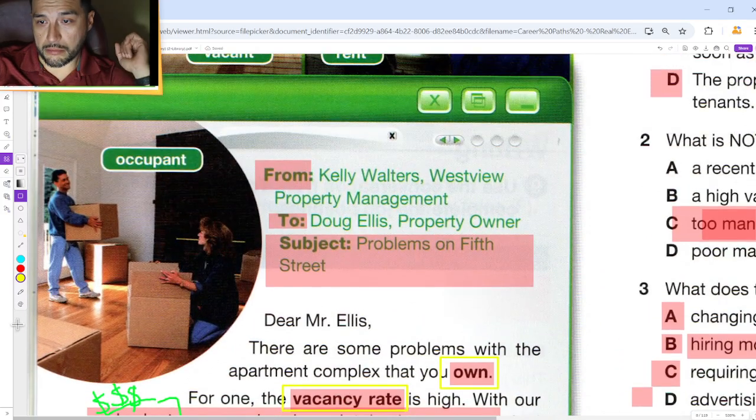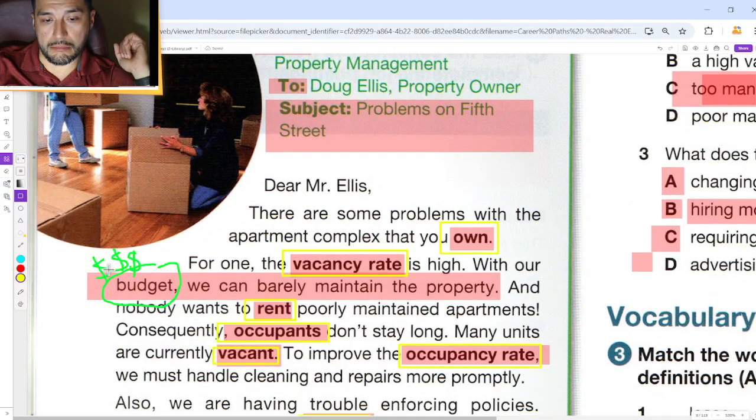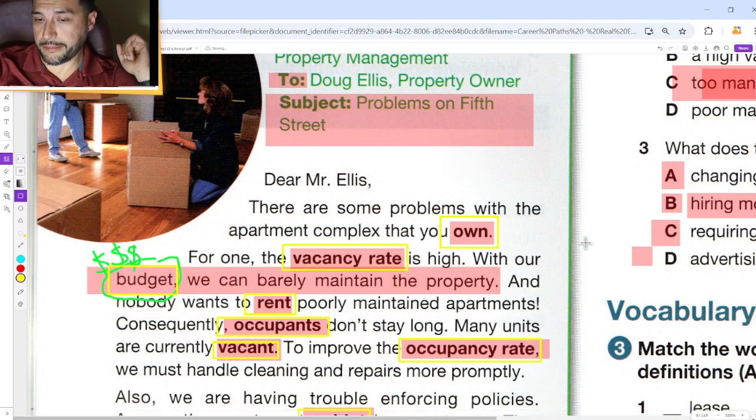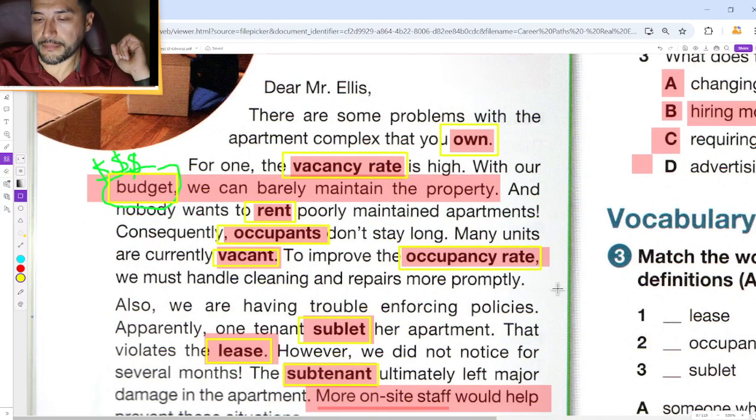And you can put budget in there. Okay, guys, this is the vocabulary list for today's class.